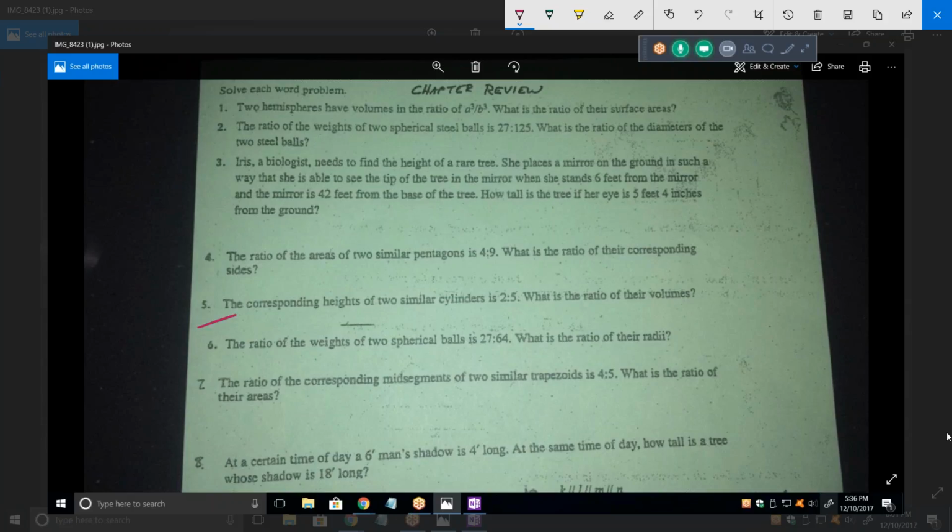We can do this in 30 seconds. The ratio of the weights is what? What are they giving you with that? The volume. So the volume ratio is 27 over 64. What's the ratio of the radii? What are they asking for? Regardless of what they're asking for, what's our first step here? To find the linear. What's the linear ratio?